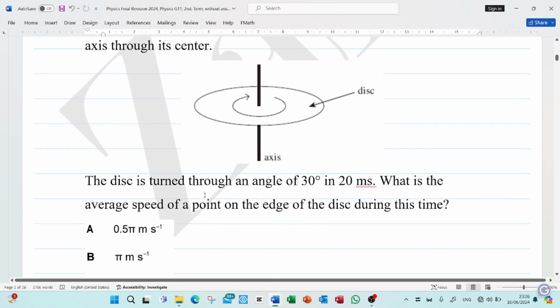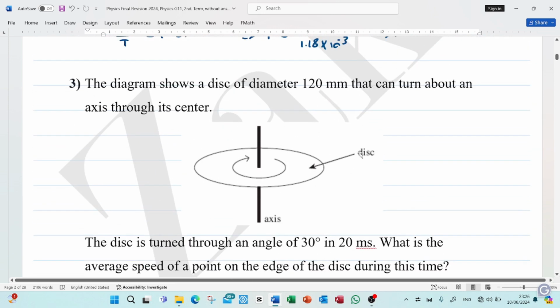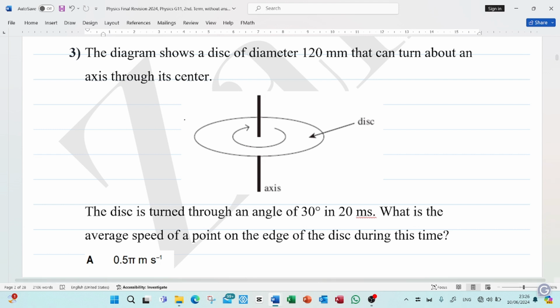Next question. Now this is the multiple choice. So we solve it as extended and then we go to multiple choice. The diagram shows a disk of diameter 120 millimeter. We find the radius, half diameter, 60 millimeter. Convert to meter, divided by 1000, so it is 0.06 meter.